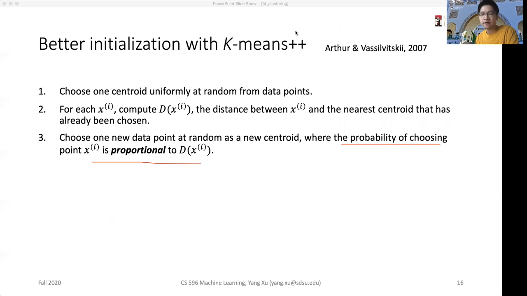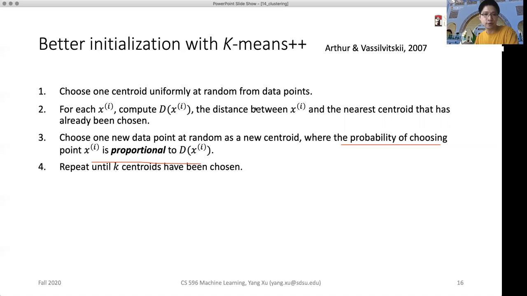Okay, so the farther away data points will have larger probabilities, which makes sense because we don't want all the initial points to be very close to each other. If we choose these very close data points as initial points, then the results could be terrible because they don't spread out across all the data points, right? Then the shapes of the clusters would be very strange.